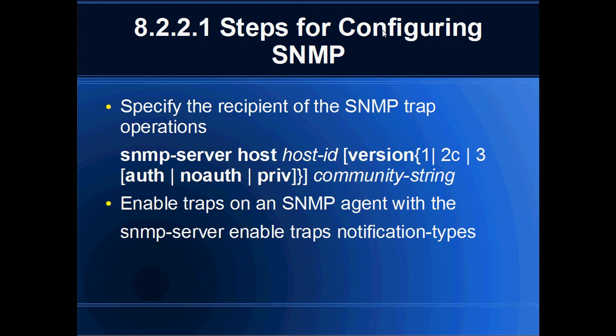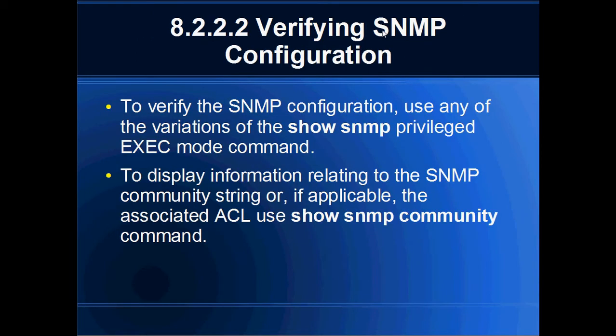Enable traps on an SNMP agent with the snmp-server enable traps command followed by the notification types. To verify SNMP configuration, use any of the variations of the show snmp command in privileged EXEC mode. To display information relating to the SNMP community string, or if applicable the associated access list, use the show snmp community command.